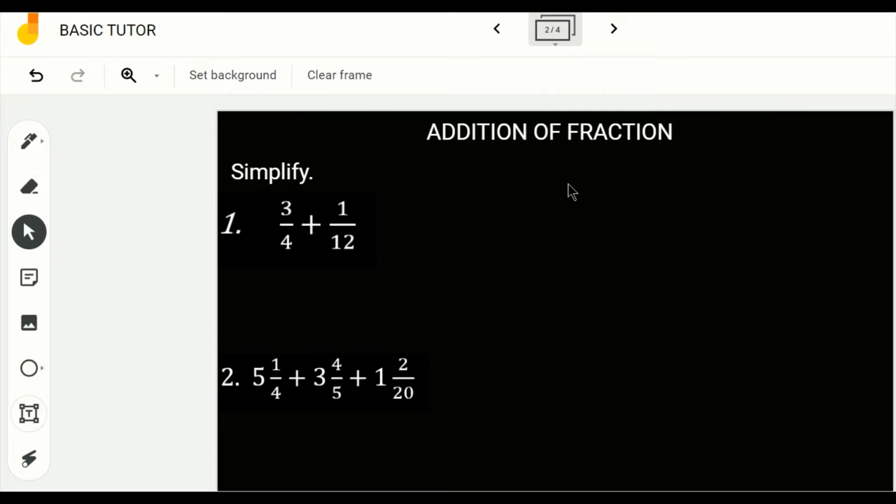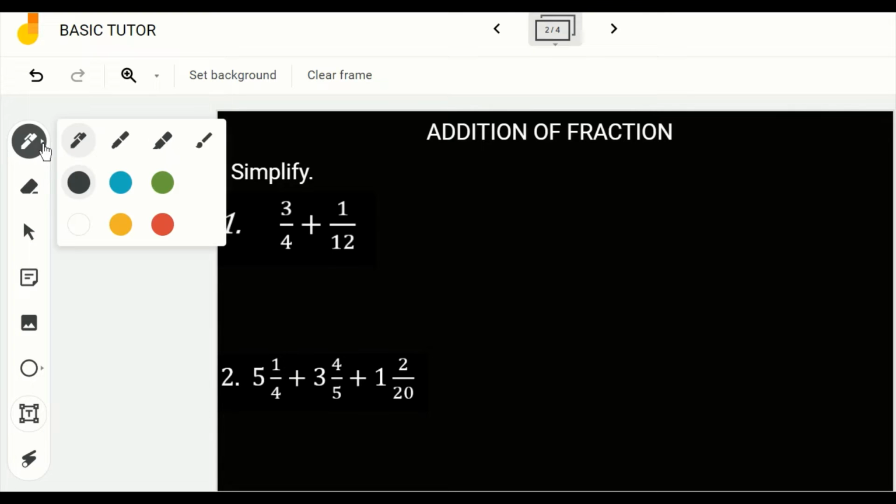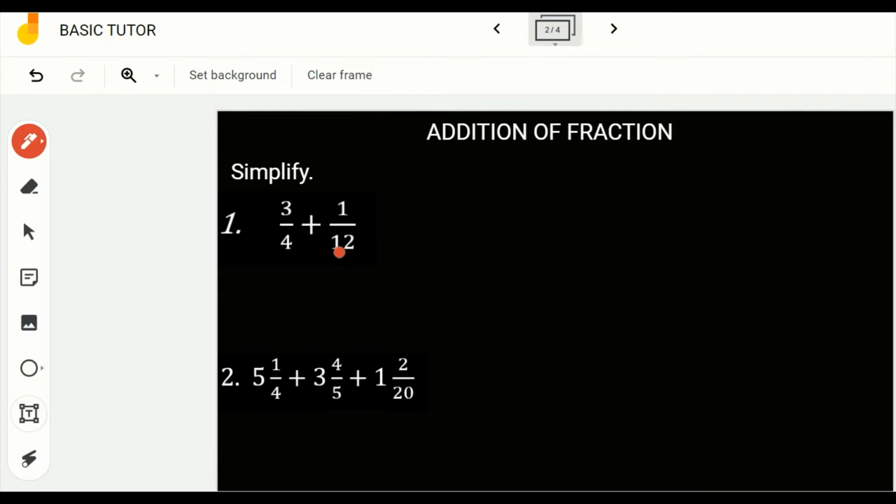For example, question 1, we are asked to simplify 3 over 4 plus 1 over 12. Now, how do we add this fraction? I can see right here I have 1 over 12. So to use the equivalent fraction technique, I have to make both fractions have the same denominator. In this case I have 12 here, so I can make these also to have 12 as its denominator.